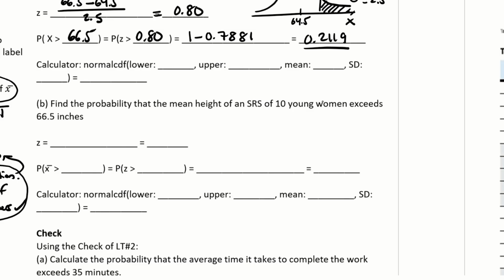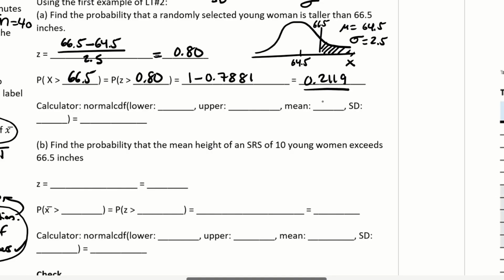So on the calculator, remember, we would use the normal CDF. The lower limit is 66.5. The upper limit is infinity, so a really big number, for example 1,000 or more. I'll just use 10,000. Then the mean is 64.5 and the standard deviation was 2.5. If we calculate, we get the same result, 0.2119.